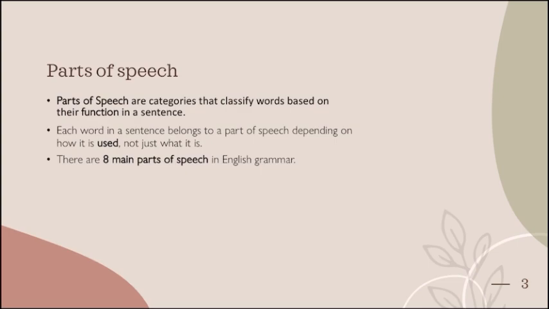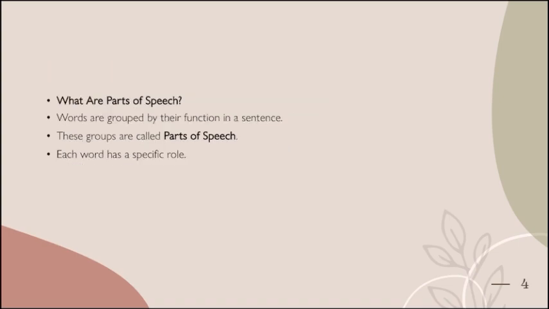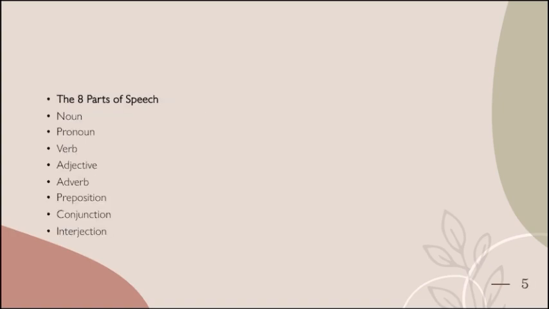Parts of speech are categories that classify words based on their function in a sentence. Each word in a sentence has its own meaning and job. Each word in a sentence belongs to a part of speech, depending on how it is used, not just what it is. There are 8 main parts of speech in English grammar. So basically, what are these parts of speech? They are the words which are grouped by their function in a sentence. These groups are called parts of speech. Each word has a specific role.